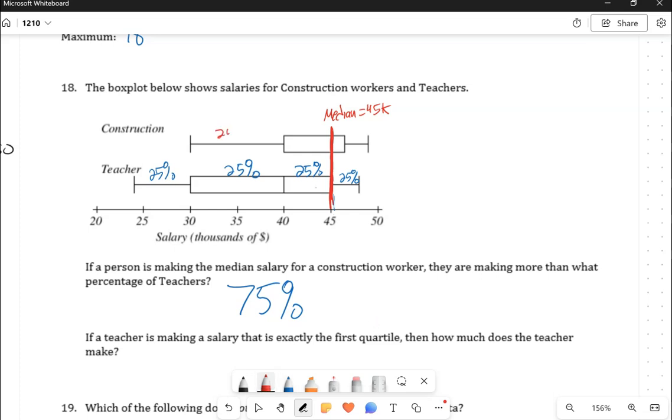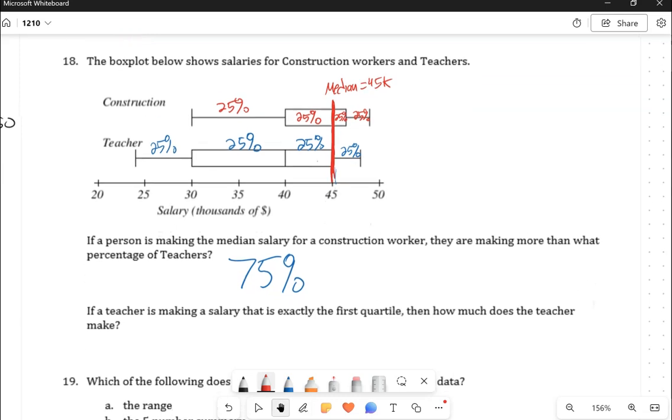So this is 25% of construction workers. This is 25% of construction workers. Here, 25% of the construction workers are all bunched together between 45 and 47,000. And then 25% of the construction workers are there. So there's an equal number within each quartile. It just gives you an idea of how spread out those people are as far as their salary.